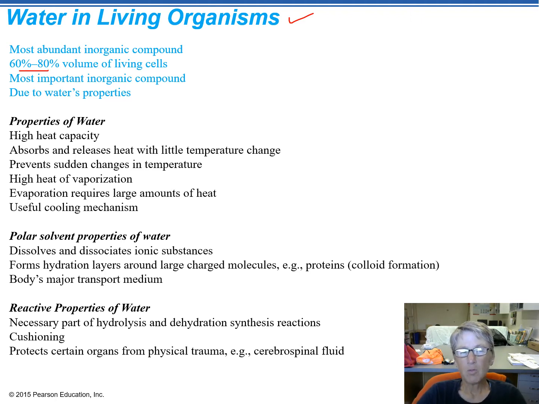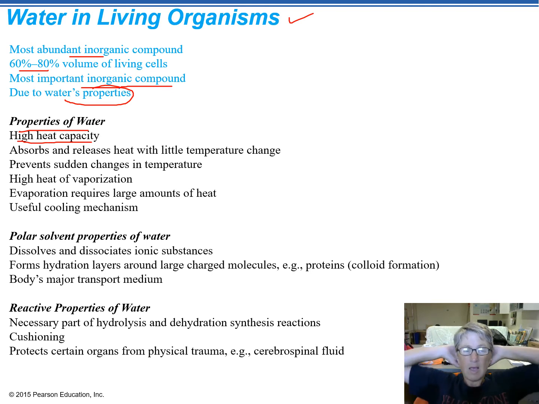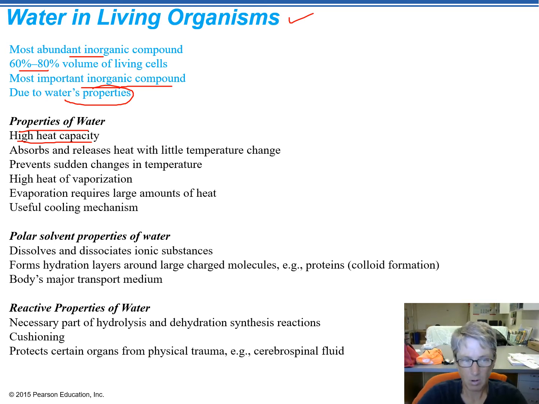It's not only the most abundant inorganic compound, it's the most important inorganic compound to us. As you know, we all need water. And water is important due to water's properties. So, properties of water. It has high heat capacity. That means it can absorb a lot of heat but not change its temperature very much. It can release a lot of heat, but its temperature won't fluctuate very much.